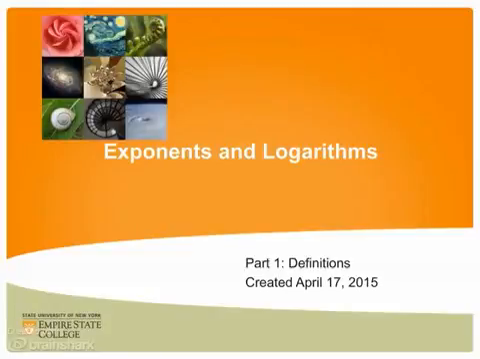Part 2 explores expanding and contracting logarithms. Multiple examples of each are provided. Part 3 demonstrates solving logarithmic equations, with examples provided. Part 4 considers solving exponential equations.